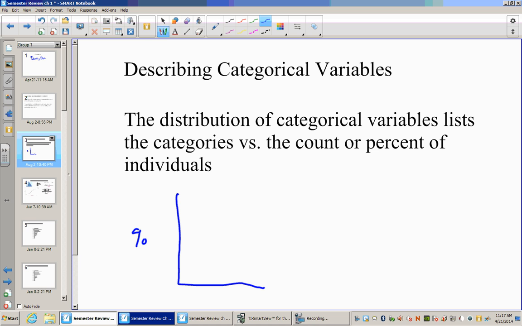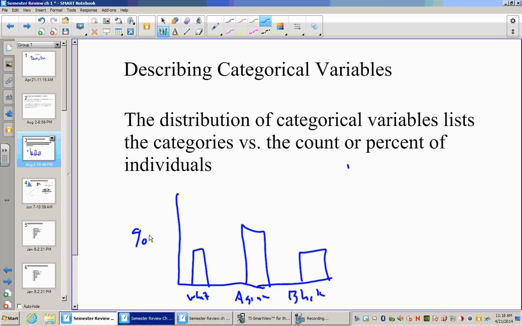Now, when we describe the distribution of categorical variables, usually it's the percentage, and then the categories down here, like white, Asian, and so on, for the races. So it's the distribution of either the count or the percent, and it's usually percent of whatever variable you're testing here. You can do count, but typically you're not going to take the same amount from each category, so it makes more sense to do percentage.